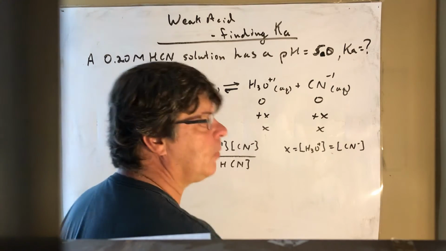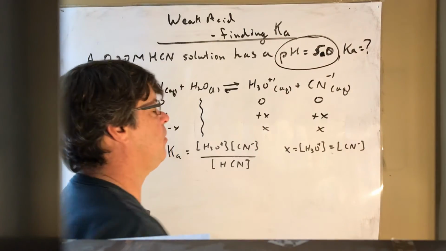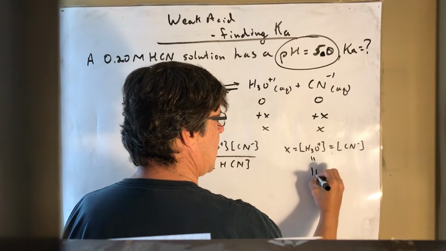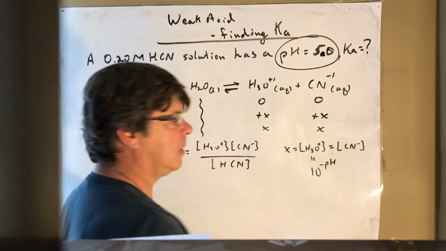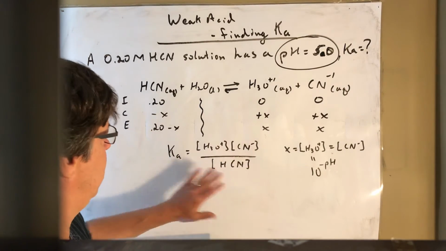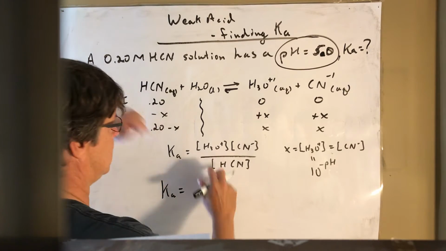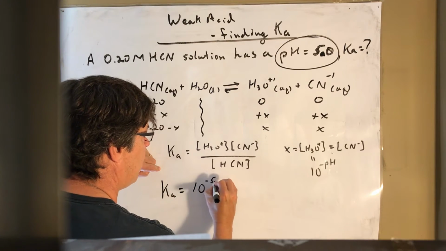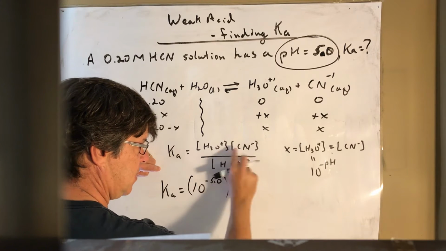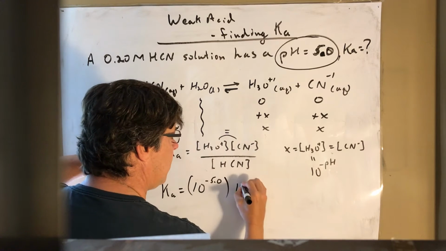Now, what do we know? How can we incorporate knowing the pH of this solution? Think about what that's equal to. This is also equal to 10 to the negative pH, right? So we're trying to figure this out. So we need to know all this stuff. I mean, this is what we're trying to find. So Ka equals, so we know what that is. It's 10 to the negative 5.0. That's the pH, right? This is the same as this. These are equal. 1-to-1 ratio. 10 to the negative 5.0.